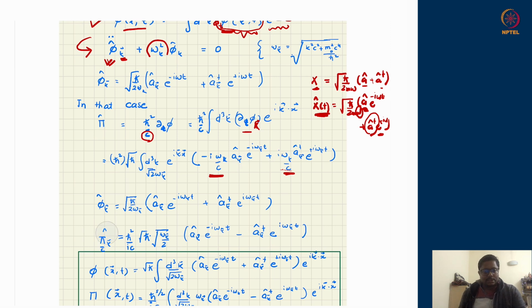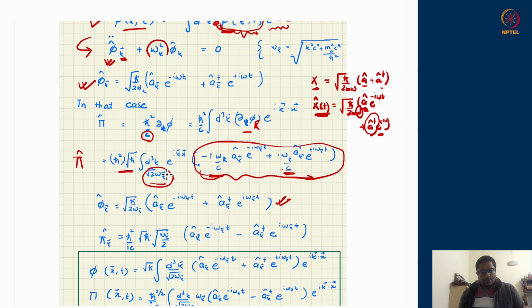So overall, therefore, I have this structure: phi k, which I have written like this, as before. Then the definition of pi, if I want to write it as a Fourier transform of some pi k times e to the power ikx, this quantity here along with the factors coming from here and here will be identified as pi k. So you just take this collection, this 1 by root 2 omega k and this root h upon h square kind of thing, and then you will get pi k like this. This is just an algebraic, systematic way of writing the same thing.